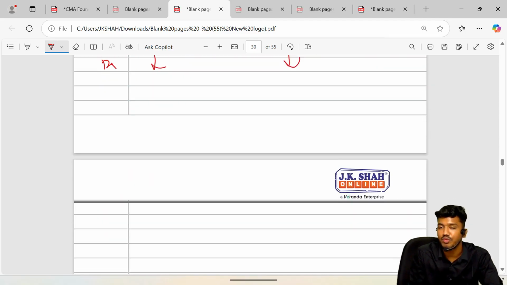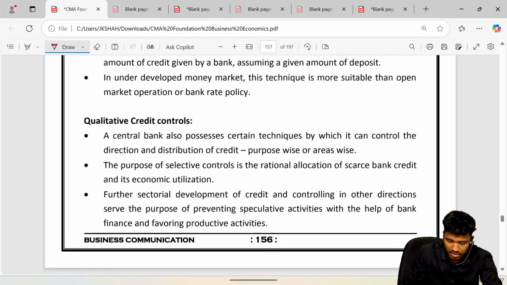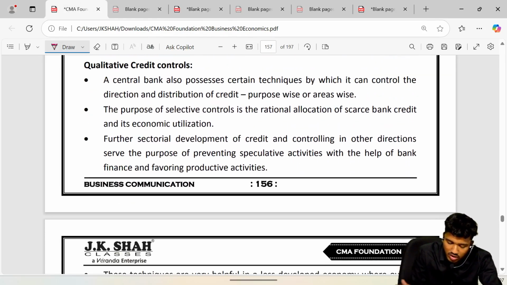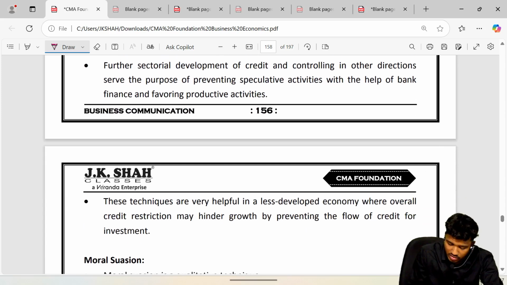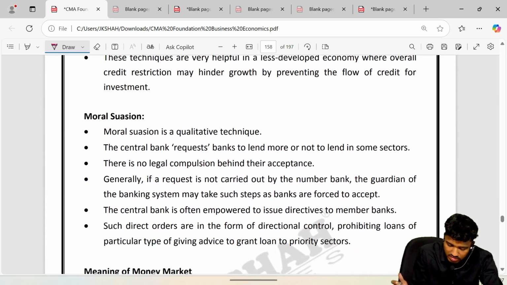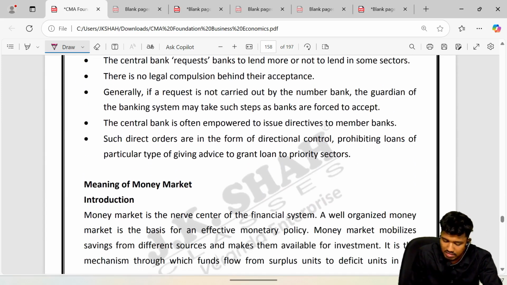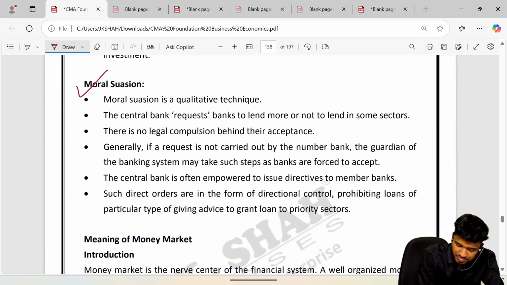ये it was basically variation in the reserve ratio. So RBI does this for the purpose of checking inflation and deflation. के वक्त RBI in rates को क्या करती है? Variations करती है. That way. And next is something called qualitative control, credit control. So here it is this technique, moral suasion. What happens in the case of moral suasion? I'll tell you how.